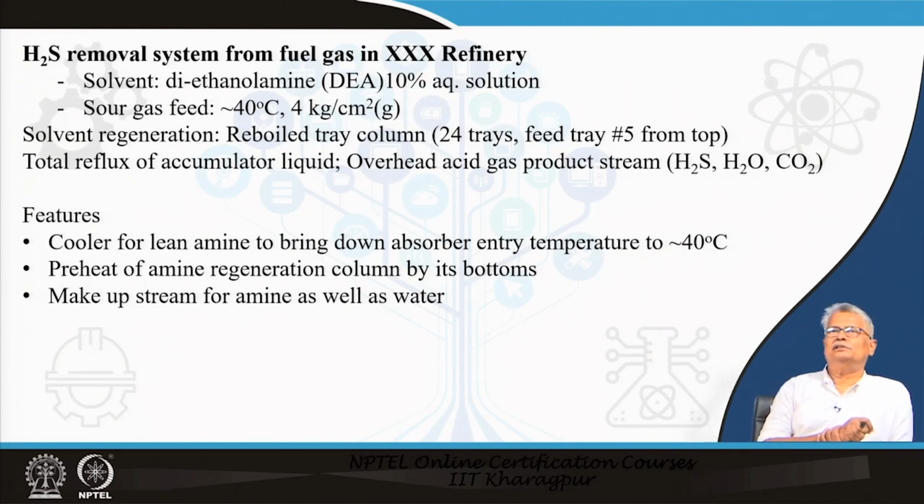There is another thing which is also there. You will notice that since we have talked earlier about a stripper, this is basically a stripper, but the feed tray is not on the top tray. The feed tray is number 5 from the top. The reason for bringing it below is that we do not want much amine loss from the top. We want only water, H2S and carbon dioxide in the top 1 or 2 trays. That is the reason we have the feed tray at number 5 from the top and not number 1.